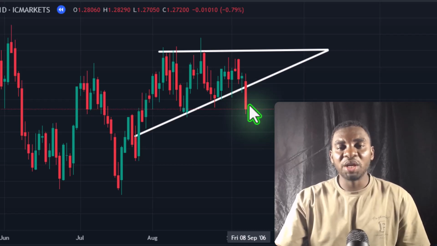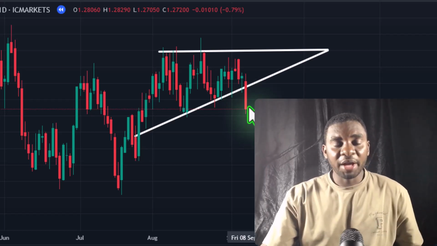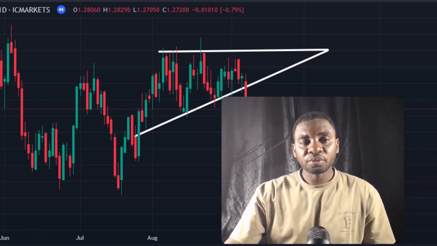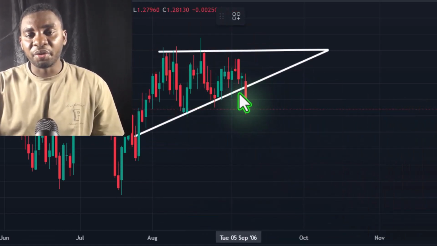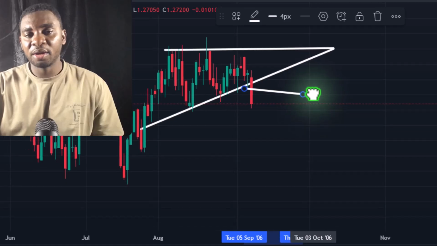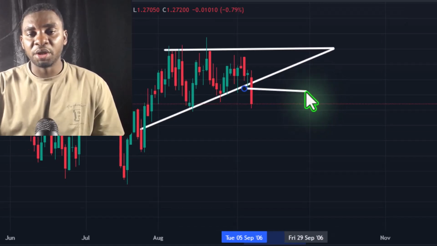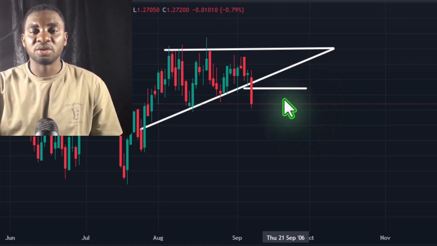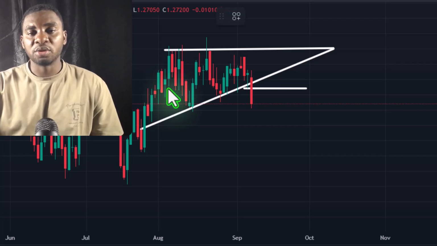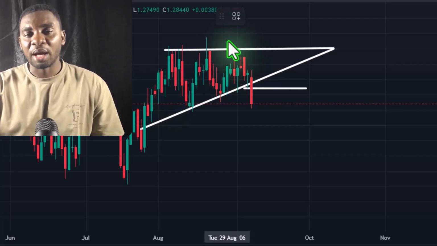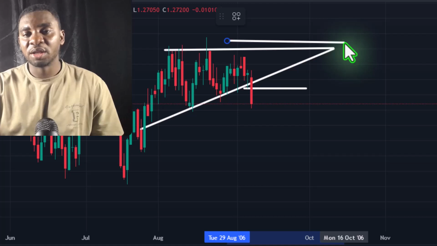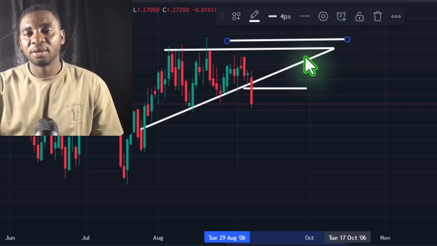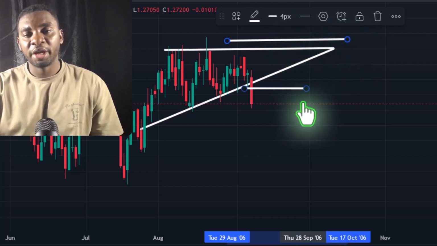So how do we enter this trade? We look for entry right below this lower high here on the breakout candle. Our entry will be here. Then where do we place our stop loss? Our stop loss will be above this resistance line. So stop loss here, entry here.